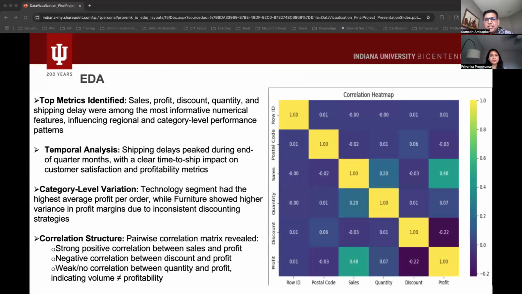Let's understand the EDA. EDA is exploratory data analysis, which helps to understand the contents of the data set, including what is included in the data, like the data types, numerical and categorical. We are also able to understand the spread of the data across the numerical features and the correlations. In our data set, we found that sales, profit, discount, quantity, and shipping delays were among the most informative numerical features. We also saw a strong positive correlation between sales and profit, a negative correlation between discounts and profit, and weak or no correlation between quantity and profit, indicating volume is not equal to profitability. Moving to the next slide, which is a continuation of EDA.